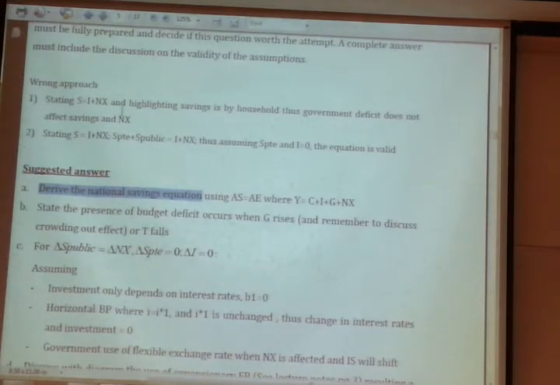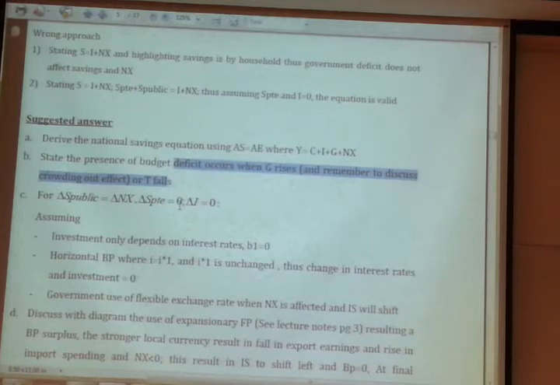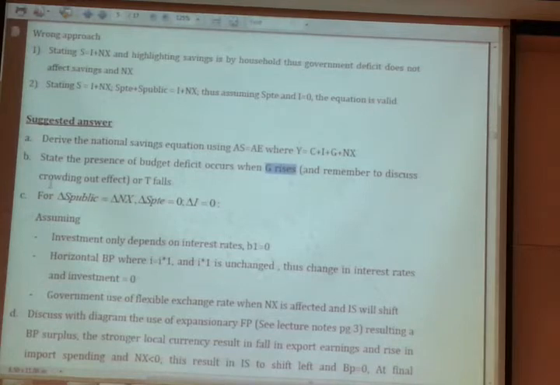But remember, this is national savings. National savings is S private plus S public. Some of you keep thinking savings is private only, which is wrong. You are now doing ISLM already. It includes government. Now, here, you start to answer the question already, that you talk about budget deficit. So you have to make an assumption that you want to discuss G increase. The reason why you want to discuss G increase is because you want to later on bring in crowding out.